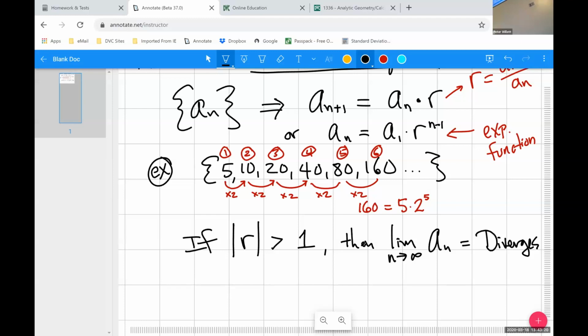However, so that would be an example of exponential growth. So I'm going to say it diverges due to exponential growth.